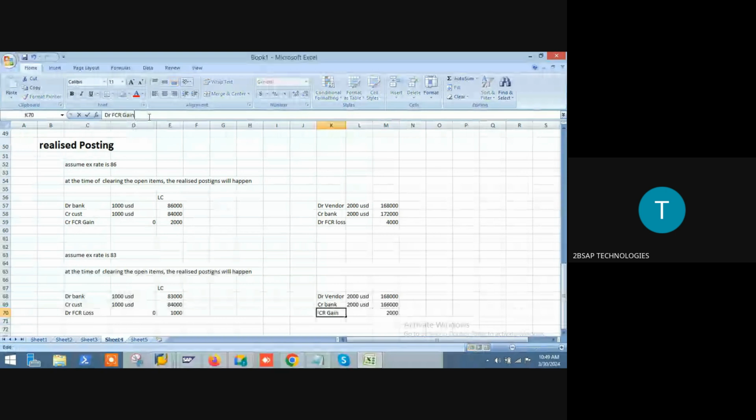Anything is possible, sir, based on your exchange rate. If it is more, above entry. If it is less, this is the entry compared to your invoice time exchange rates. This is your realized postings, sir. Simple and very important topic, sir. Online, anybody having any doubts, sir?